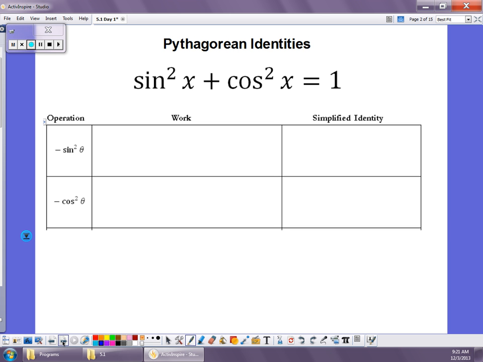So essentially what this is showing you is that if we subtract sine squared x from both sides, you're going to get a different form of the identity. So if you start with sine squared x plus cosine squared x equals 1, and you subtract sine squared x from both sides, you'd get cosine squared x equals 1 minus sine squared x. And that's going to be your simplified identity.